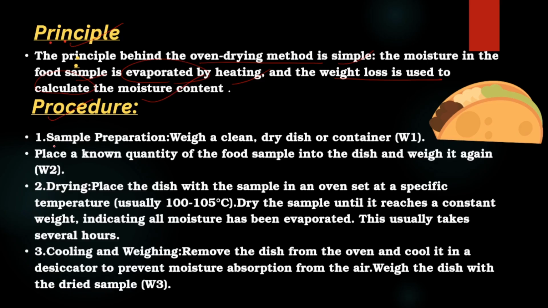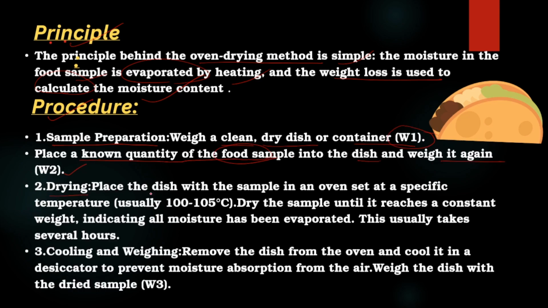First, we have to prepare the sample. First, weigh a clean dry dish or a container. We have to take it as W1 and place a known quantity of the food sample in the dish and weigh it again, that is W2.